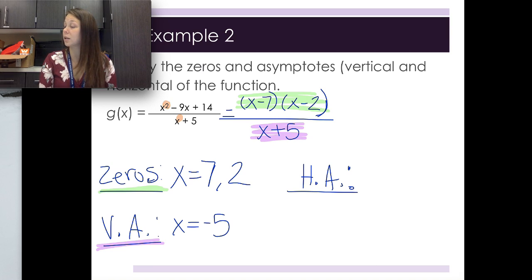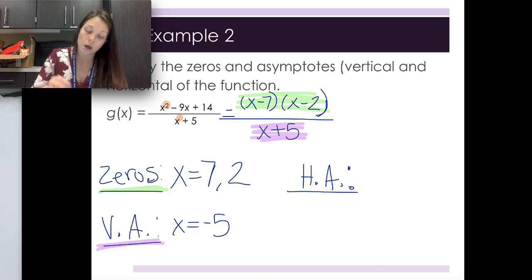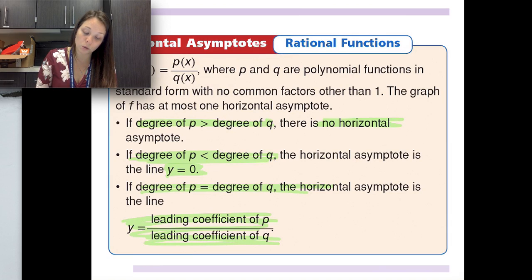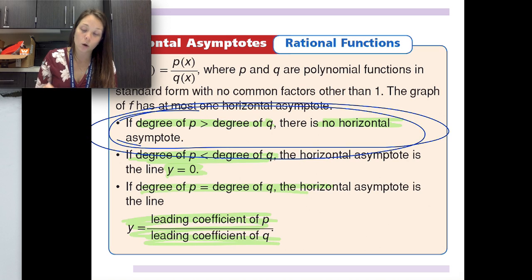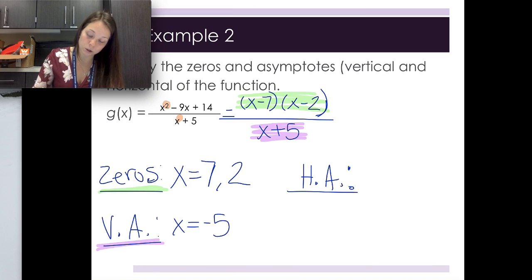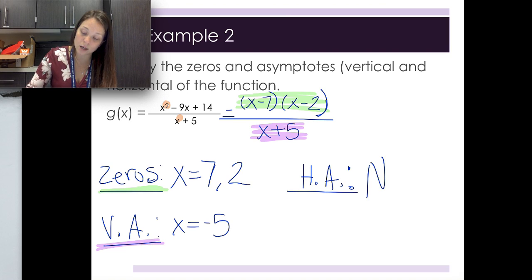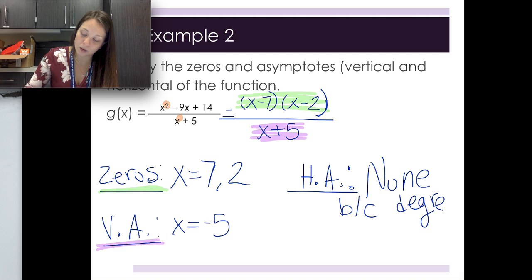The numerator is a larger degree than the denominator because 2 is bigger than 1. And if we think back to this table here, when the numerator is larger than the denominator, which is what we're seeing here, we would say that there is no horizontal asymptote. So here, we're going to say that there is none, and that is because the degree of the numerator is larger than the denominator.